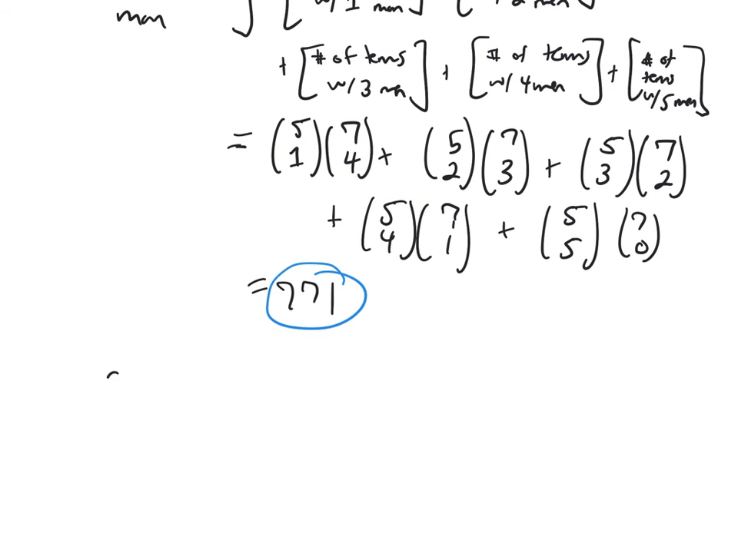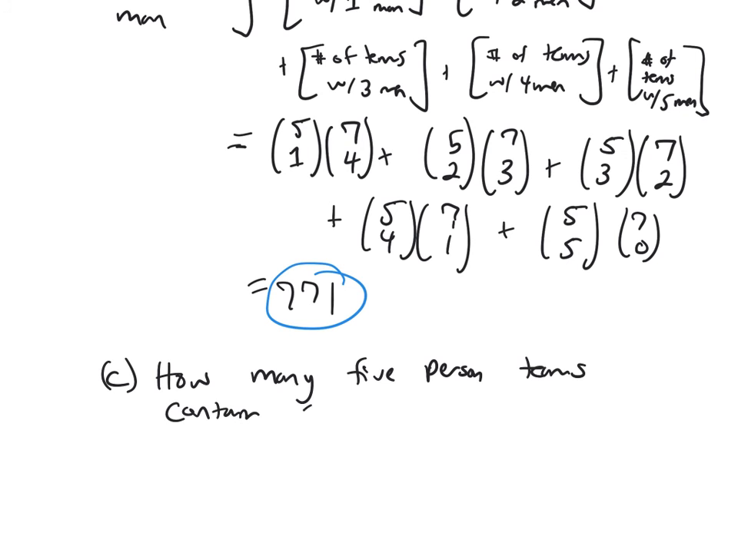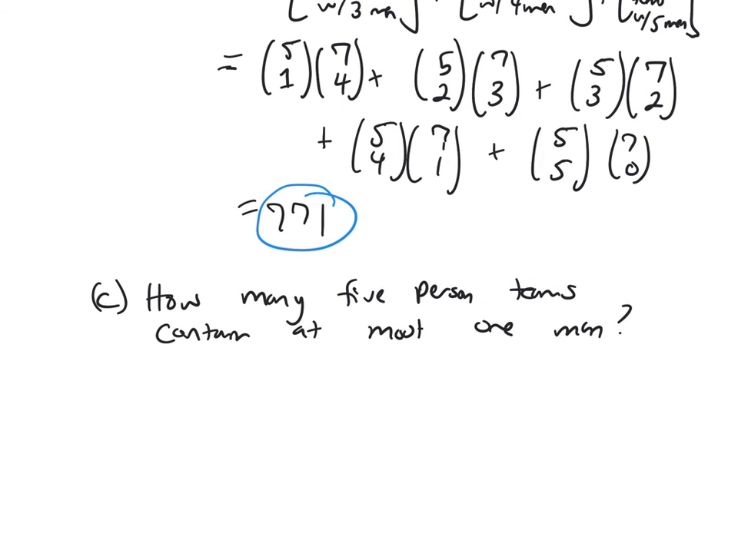So the last one we're going to look at: how many 5-person teams contain at most 1 man? Here I would suggest using the addition rule. Because what does at most one man mean? It means it either has no men or exactly one man.